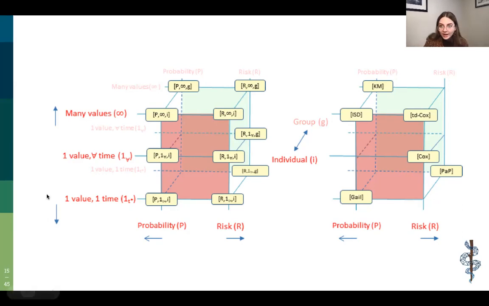On the y-axis here, we have the number of values that the model will be outputting. So that could be many values. That could be one value for all time for the patient. It could be one value at one time point. I'll go into each of these in a little more detail. And finally, on the z-axis, we have whether the model is good for making predictions about an individual, or if the model is good for making predictions about some kind of group or cohort.